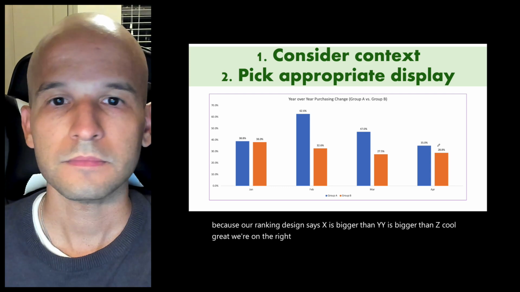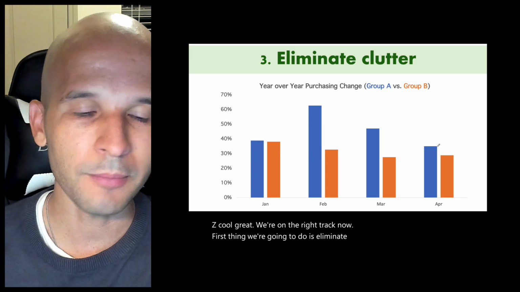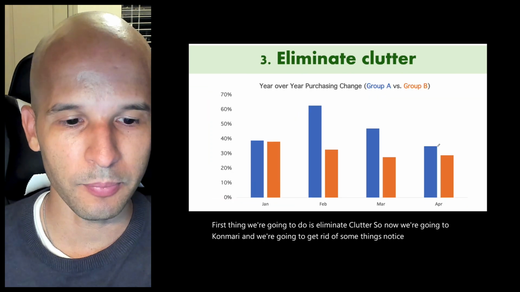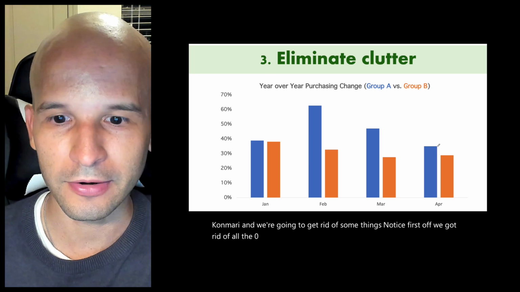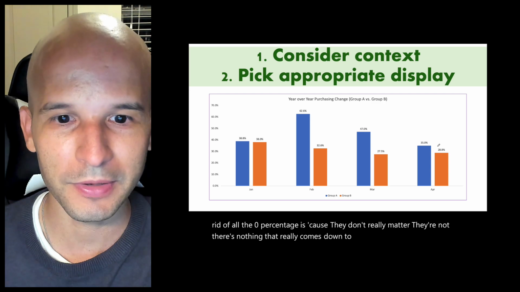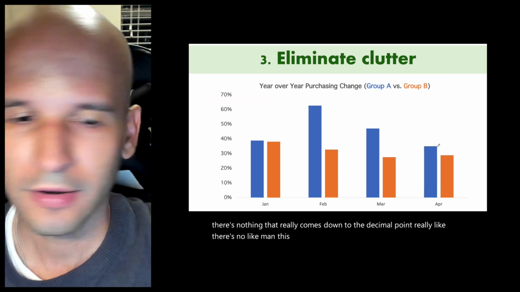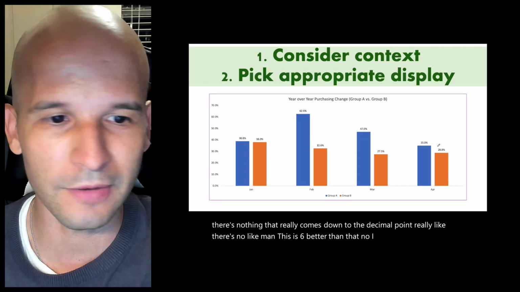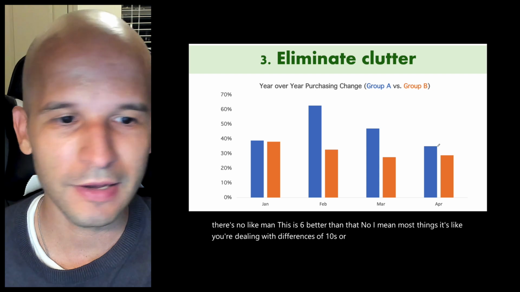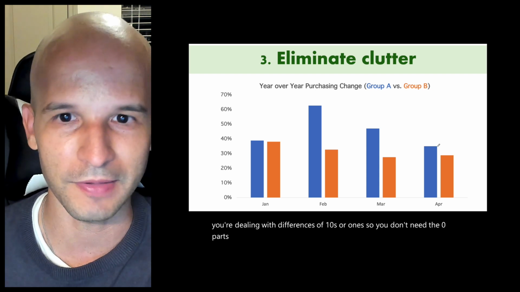Now, first thing we're gonna do is eliminate clutter. So now we're gonna get all KonMari and we're gonna get rid of some things. Notice first off, we got rid of all the 0.0 percentages because they don't really matter. There's nothing that really comes down to the decimal point. There's no, like, man, this is 0.6 better than that. No. Most things, you're dealing with differences of tens or ones. So you don't need the 0.0% parts or the tenths and hundreds of percents.